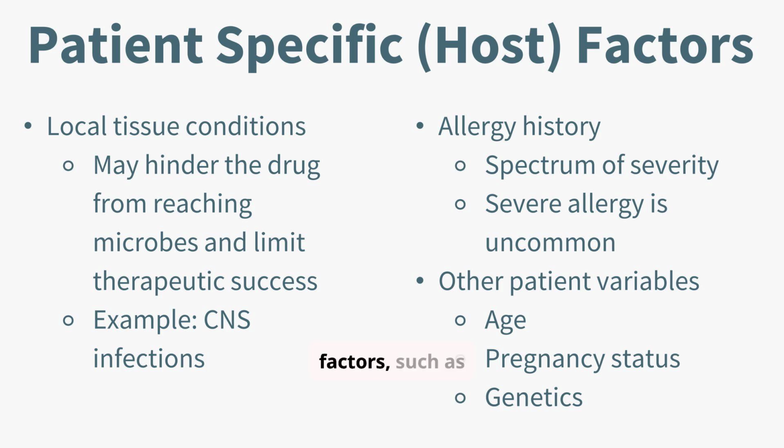Patient-specific factors such as local tissue conditions, allergy history, age, pregnancy status, and genetics can all affect the success of anti-infective therapy. It's not one size fits all. Always consider age. Infants and elderly have altered metabolism. Allergies: penicillin allergies are common and serious. Pregnancy: avoid drugs like tetracyclines and sulfas. Genetics: some patients metabolize drugs differently or are at risk for toxicity.